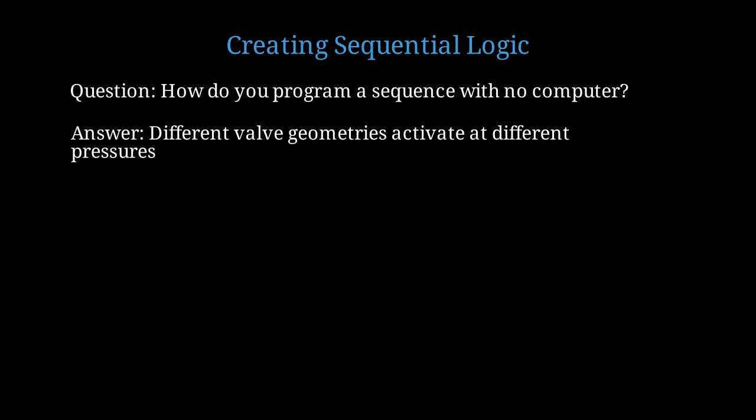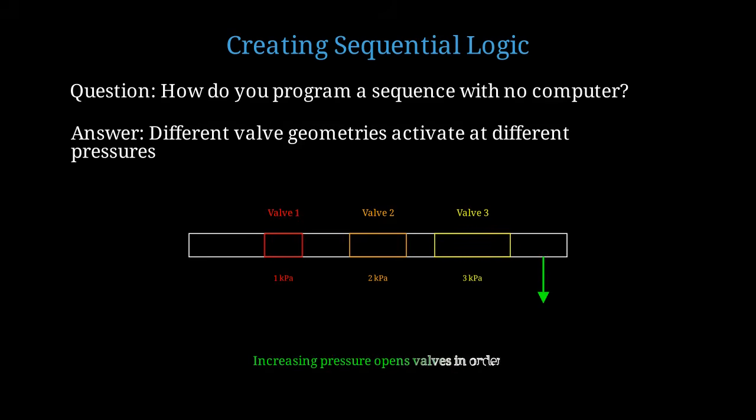Valve 1 might need 1 kilopascal to open. Valve 2 needs 2 kilopascals, and valve 3 needs 3 kilopascals. As liquid accumulates at the inlet, the pressure builds. First, valve 1 opens when pressure reaches 1 kilopascal. Liquid flows into chamber 1. Then valve 2 opens at 2 kilopascals, filling chamber 2. Finally, valve 3 opens, and so on.